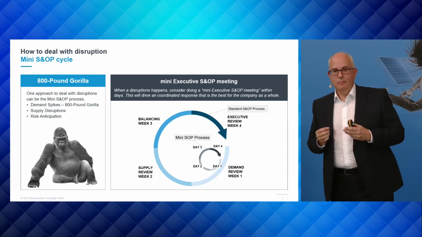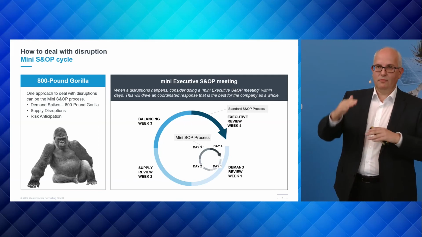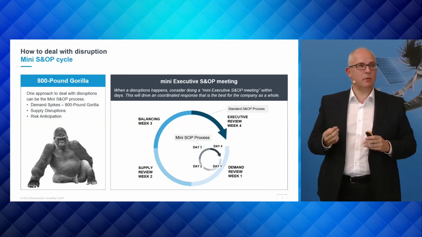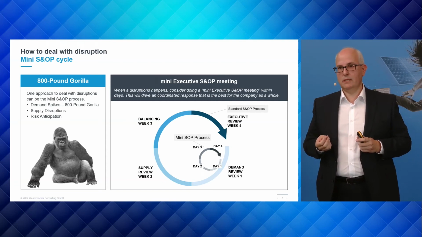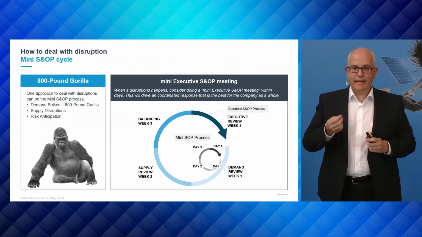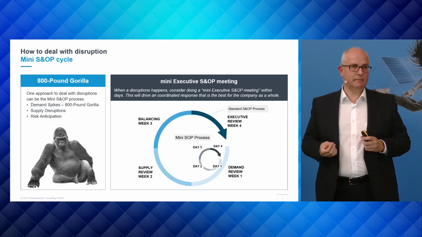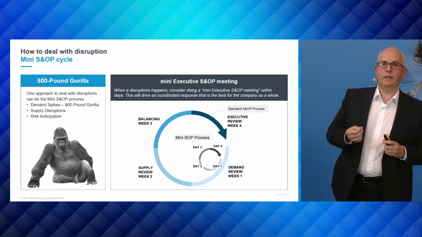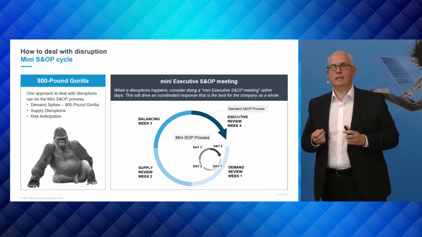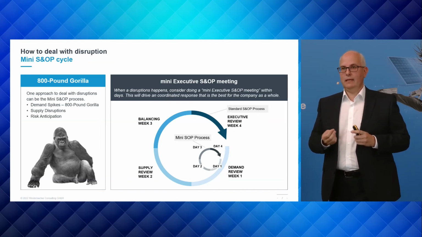But in a mini S&OP, if we have a disruption that is outside of our buffers, this is where you actually trigger the mini S&OP process. So now we're not talking about a month, now we're talking about days. And the thing is that on day one, we need to look at the demand. We need to make sure, is this really an order that we want to take?